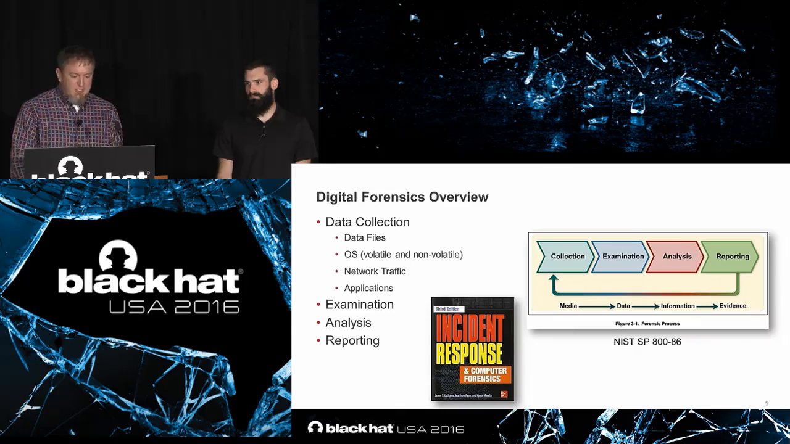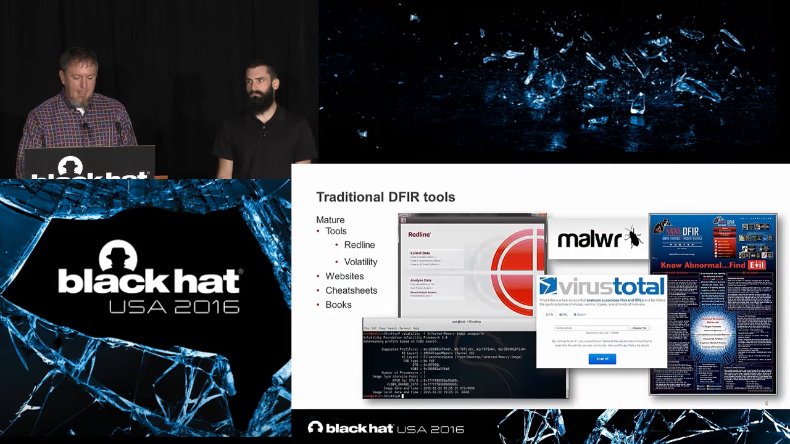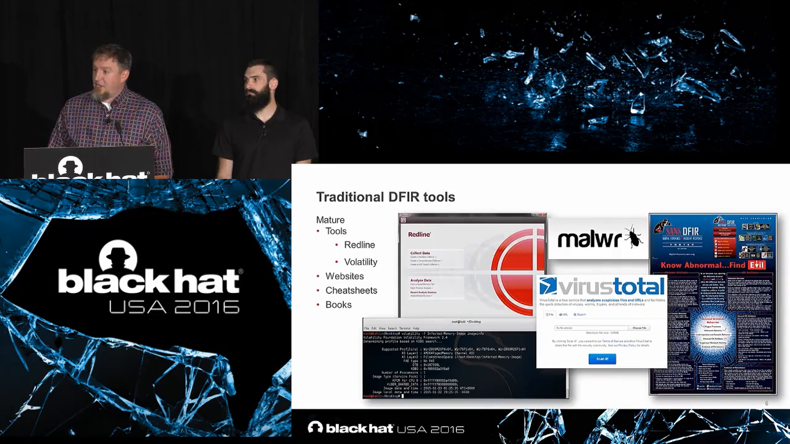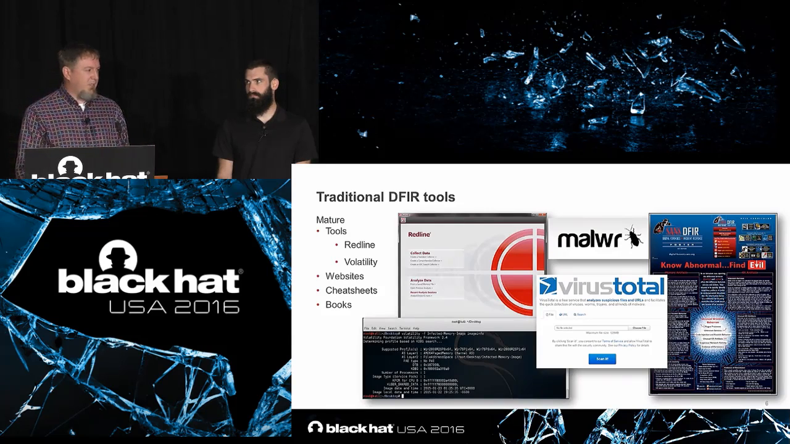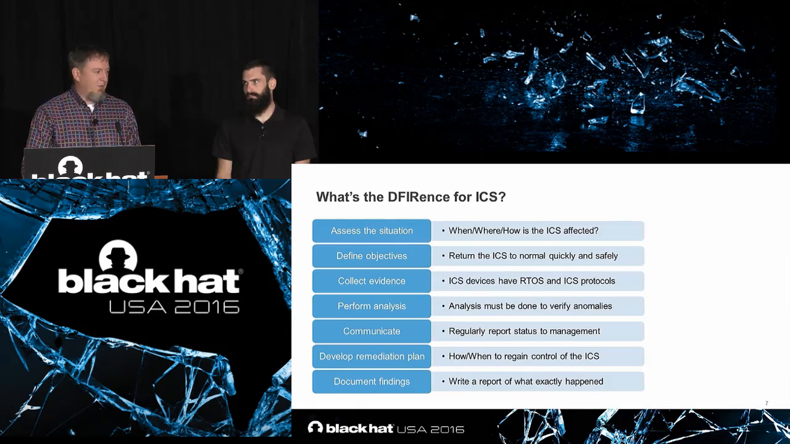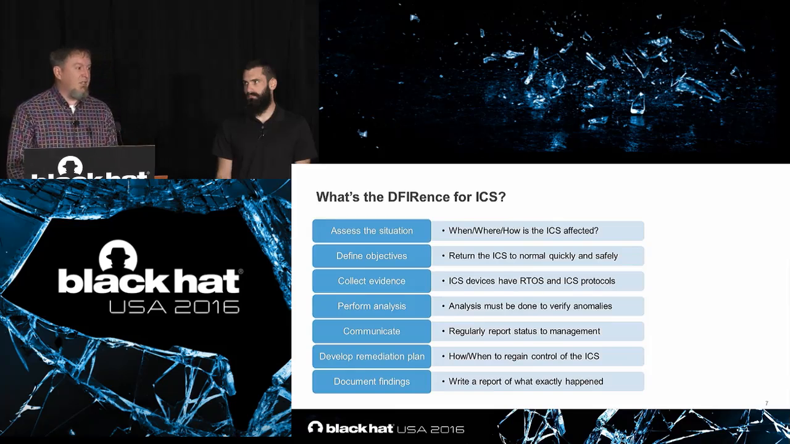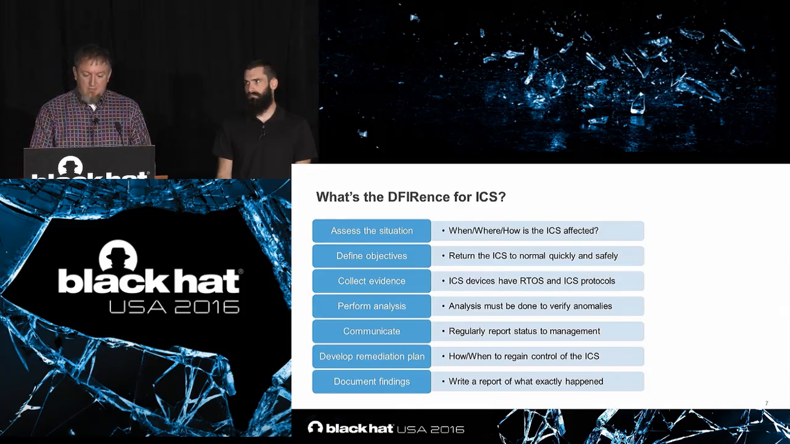So for digital forensics, you know, you're collecting files, volatile and non-volatile, memory from the operating system, network traffic, applications. All this stuff is from NIST and some, like a book, Incident Response and Computer Forensics. In regular DFIR tools, you've probably seen some of these, like Redline, Volatility. There's cheat sheets and websites and books. But guess what? On the control system side, ICS and embedded devices, we don't really have that.